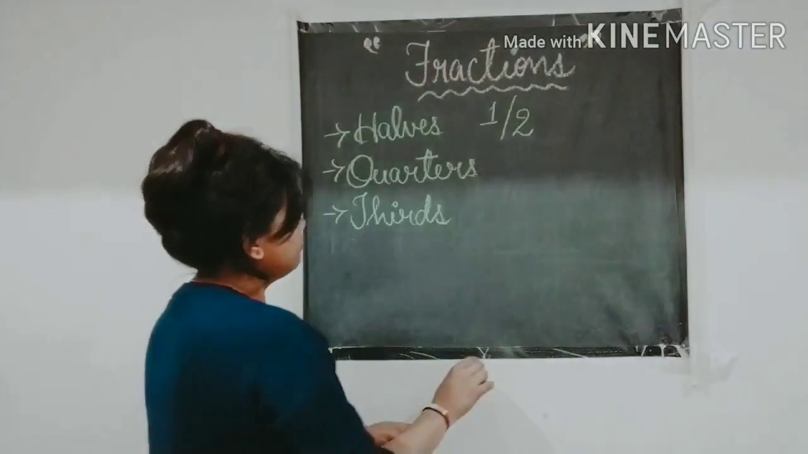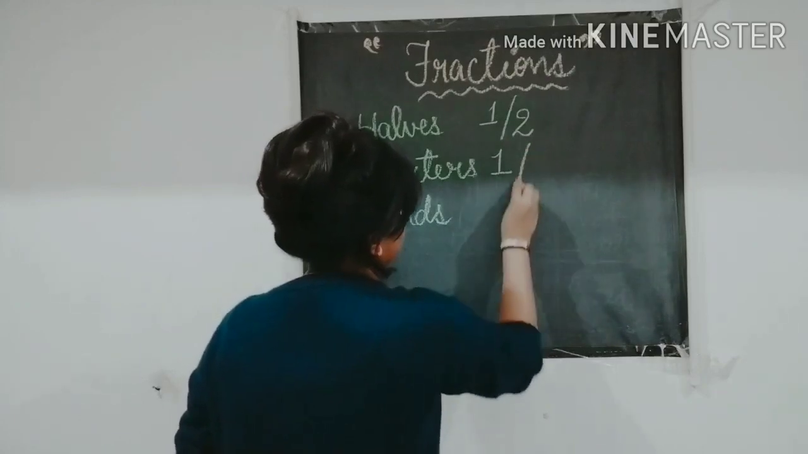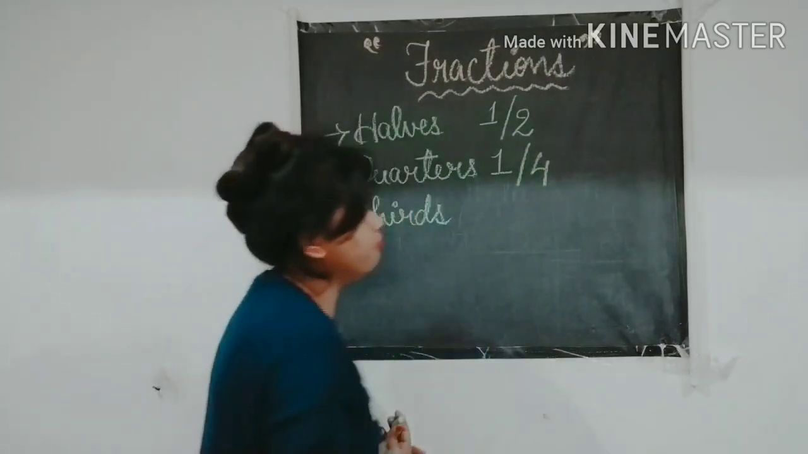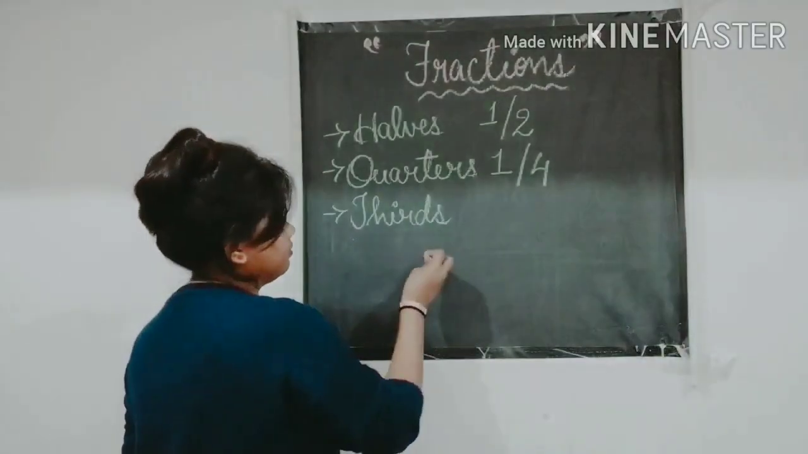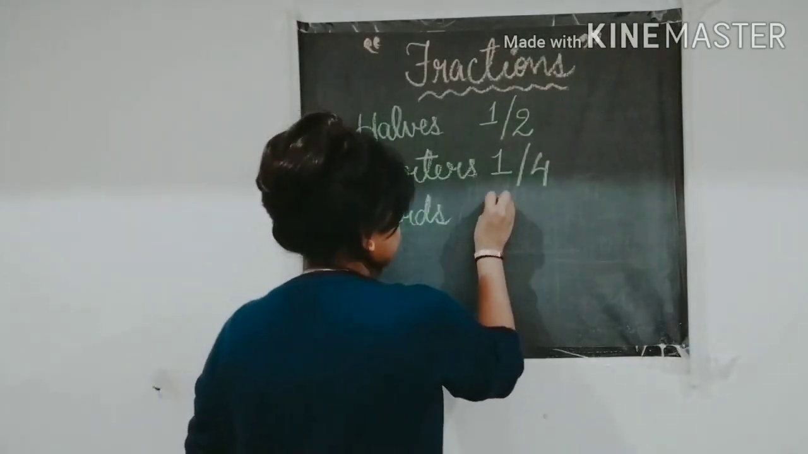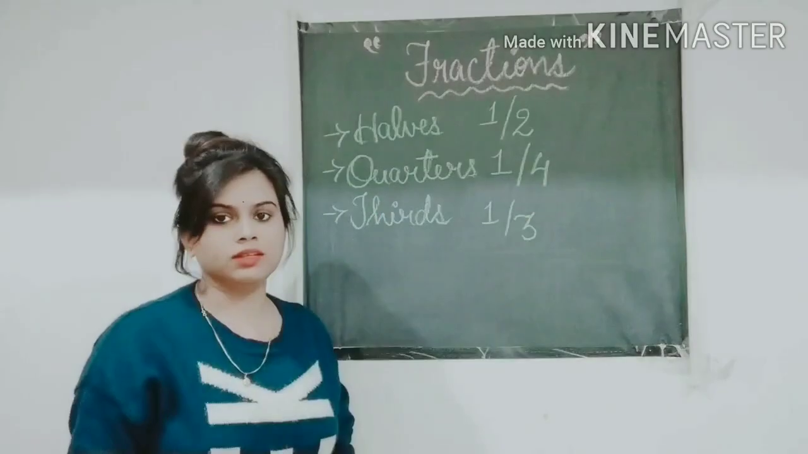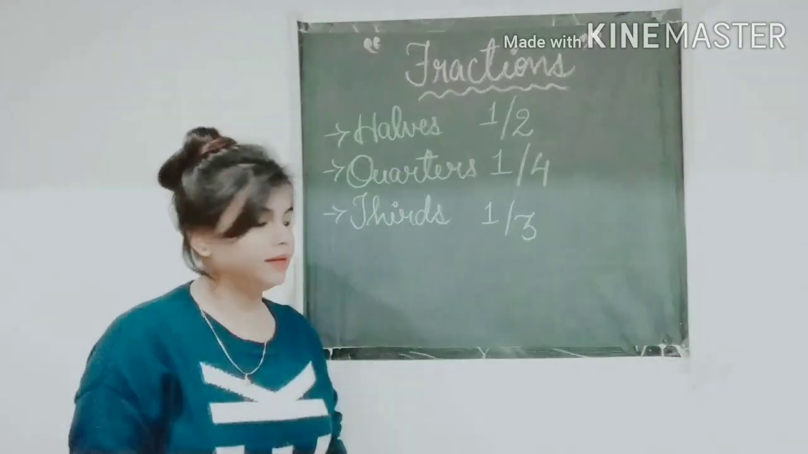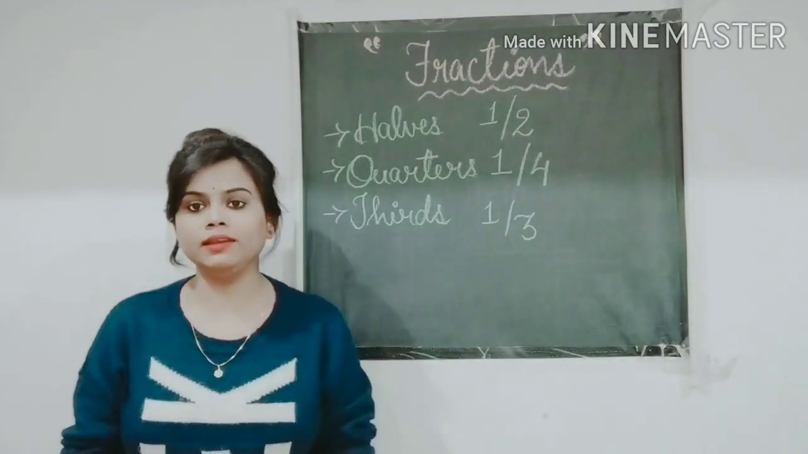Quarter means 1/4 part of a whole. 1/4 part of a whole is known as a quarter. And third means 1/3 part of a whole. It is written as 1 by 3. Now let us discuss these halves, quarters and thirds in detail.